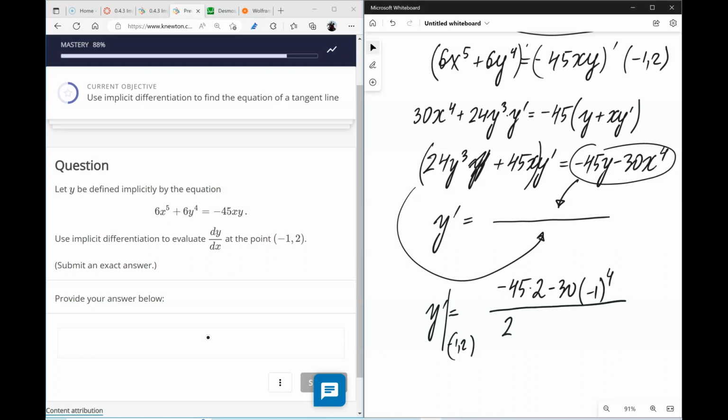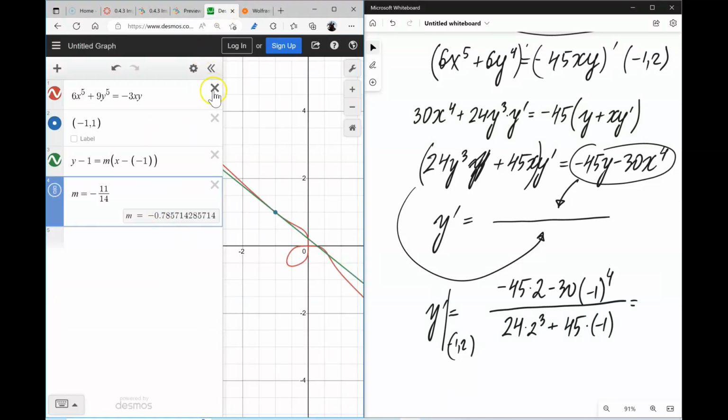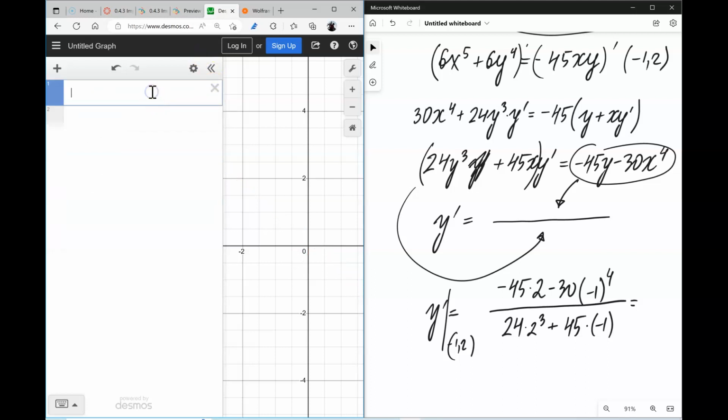And divided by 24y plus 45x. Alright, so for that I'm going to be using Desmos. I'm not doing this by hand, although I can. Minus 40 over 49. Hopefully that's the right answer.